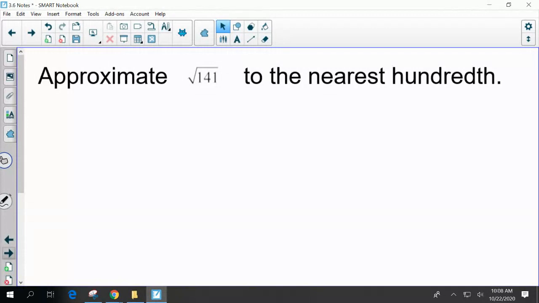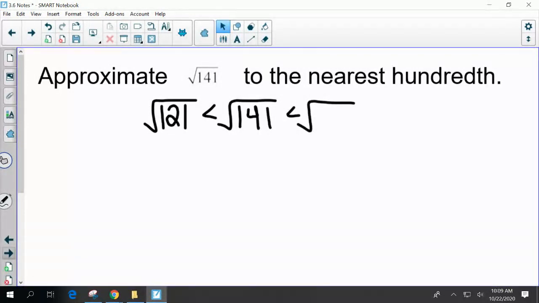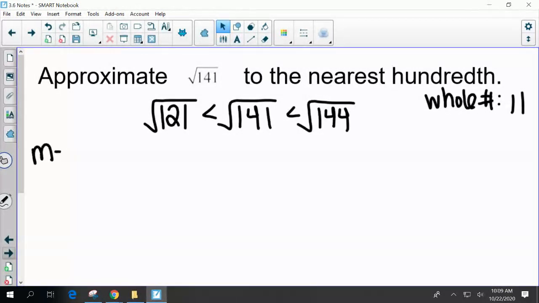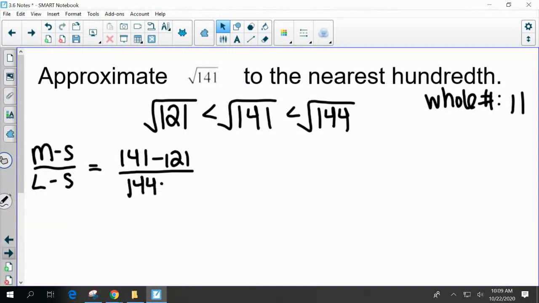11 and 12. Okay, so the square root of 11 squared, which is 121, is less than the square root of 141, which is less than the square root of 12 squared, which is 144. So I'm going to go ahead and write what my whole number is going to be, because my whole number is the square root of my small number. So what is that in this problem? 11. Okay, so then I'm going to do my formula: medium minus small over large minus small. So 141 minus 121 over 144 minus 121.